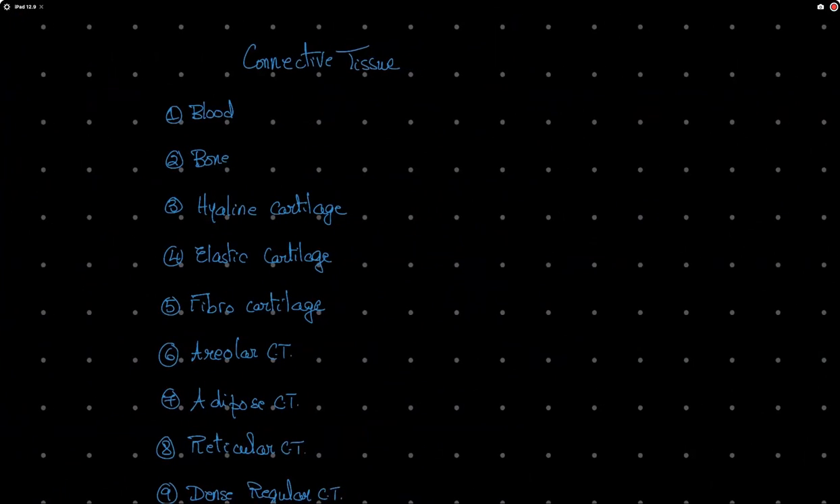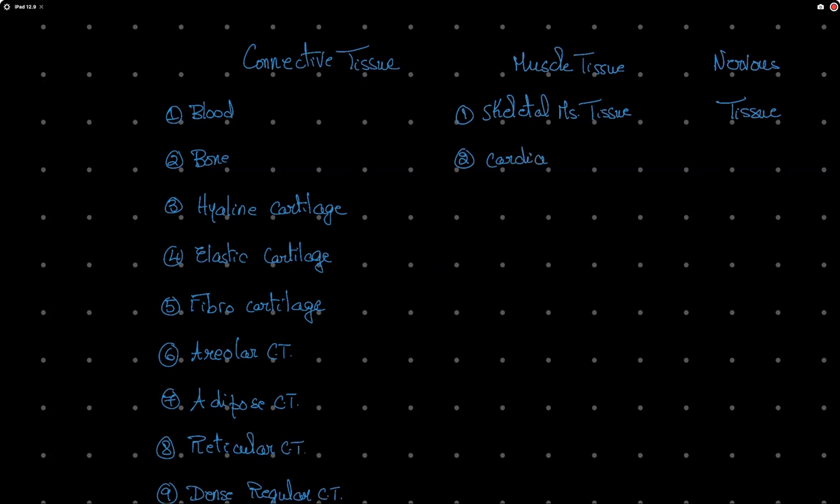Also, I can see nervous tissue, I can see muscle tissue that either can be skeletal muscle tissue, cardiac muscle tissue, or smooth muscle tissue.